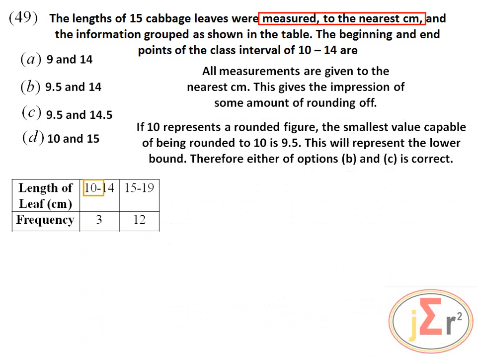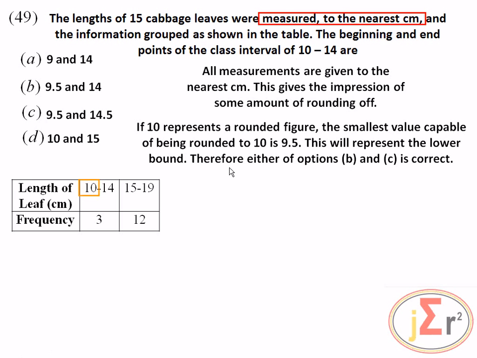If 10 represents a rounded figure, the smallest value capable of being rounded to 10 is 9.5. This will represent the lower bound. Therefore, either of options B and C is correct. So we have identified the lower one right here to be 9.5, and that is represented by option B or option C.